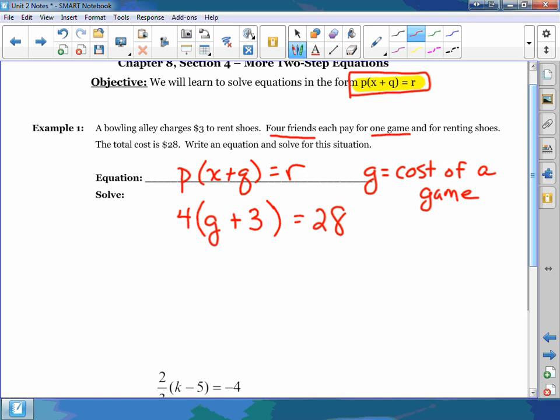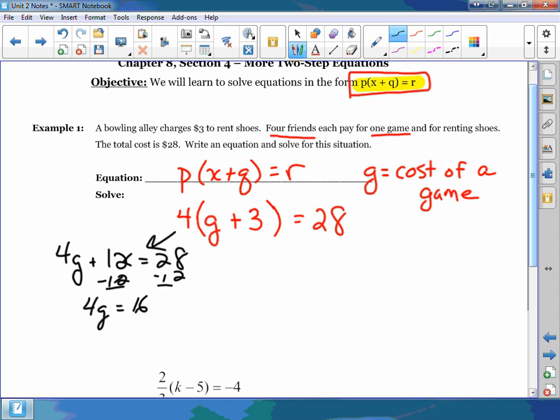Most of you, when you solve this equation, are going to distribute first. I'm going to show you two different ways. Let's do this one in the black over here. I'm going to distribute through: 4 times G plus 4 times 3, which is 12, equals 28. Taking away 12, 4G equals 16. G is equal to 4, meaning each game is $4.